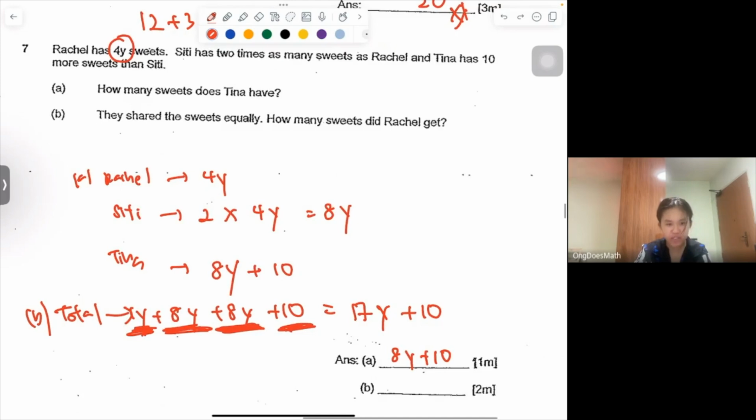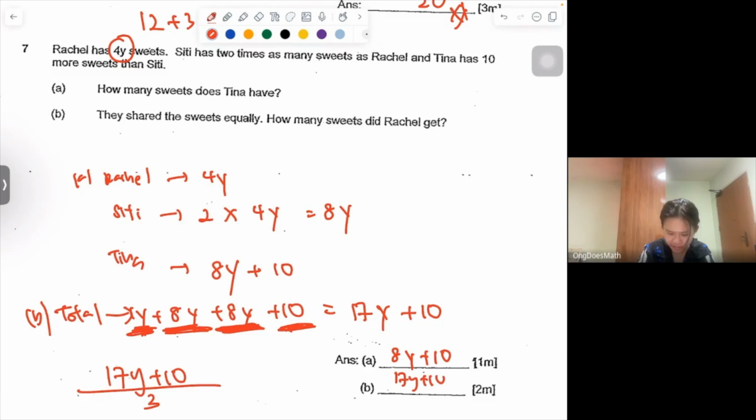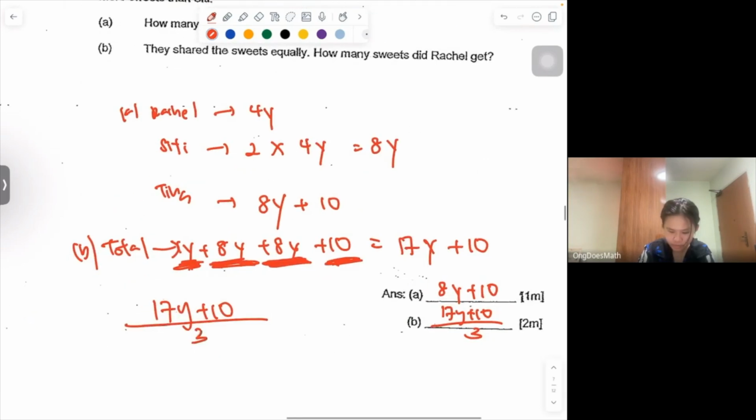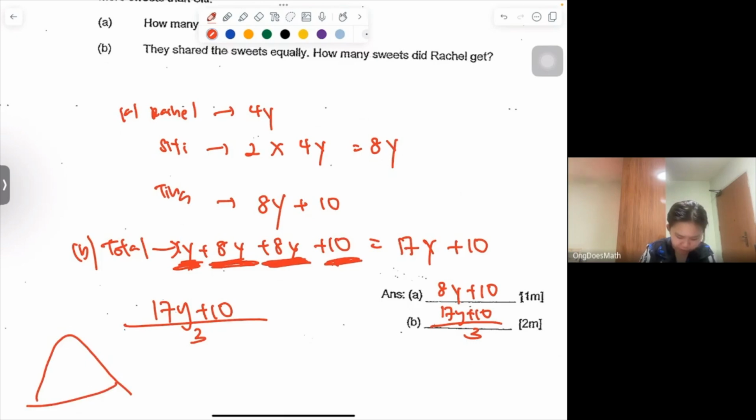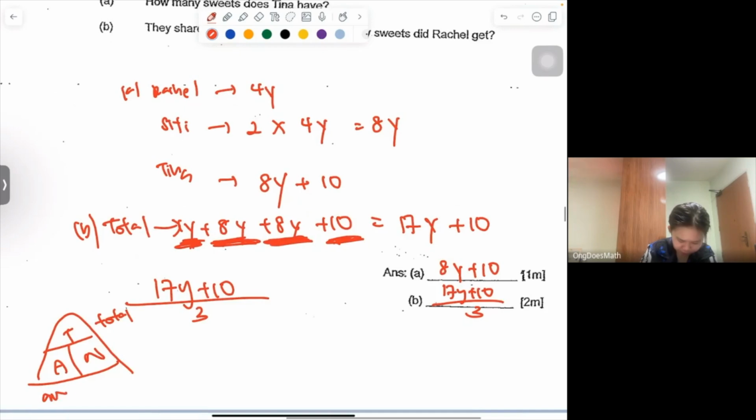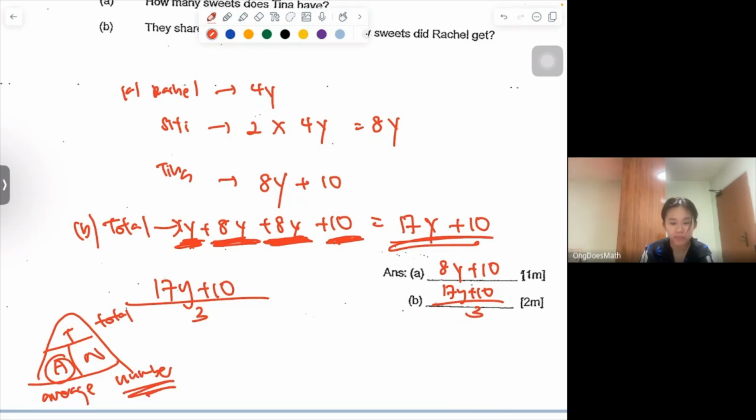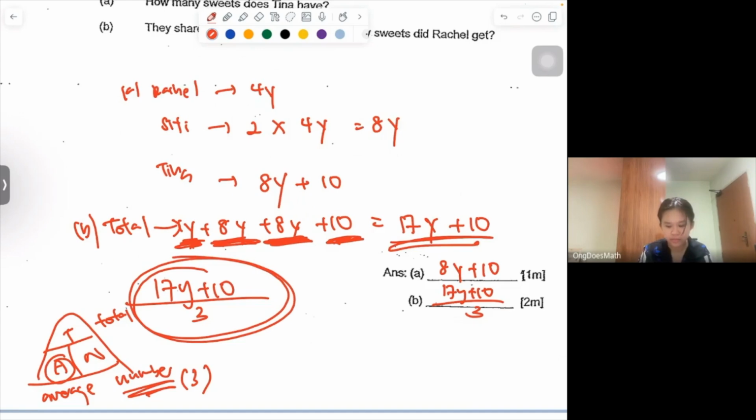Next, how many sweets did Rachel get? So if they split equally and there are 3 people, we'll just split this into 3 equal parts. So the answer will just be 17y plus 10 divided by 3. For this, you can use the average concept. So total divided by number of people gives the average. So in this case, you wanted to find the average, right? The total was 17y plus 10. The number of people was 3. That's why you take 17y plus 10 divided by 3. Hope that was clear.